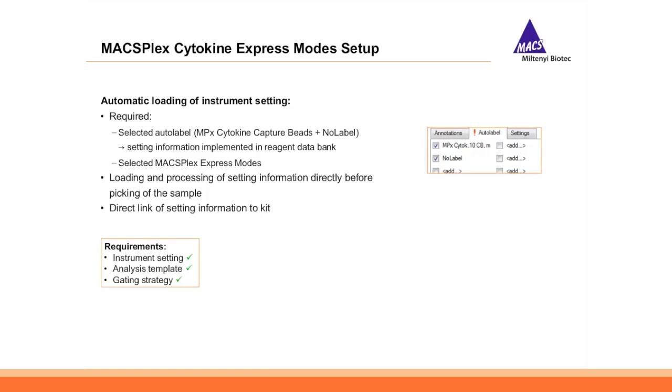So you see, now we have the third requirement for our successful flow cytometric data acquisition and analysis fulfilled. Now we have everything: the instrument setting, the analysis template, and the gating strategy.